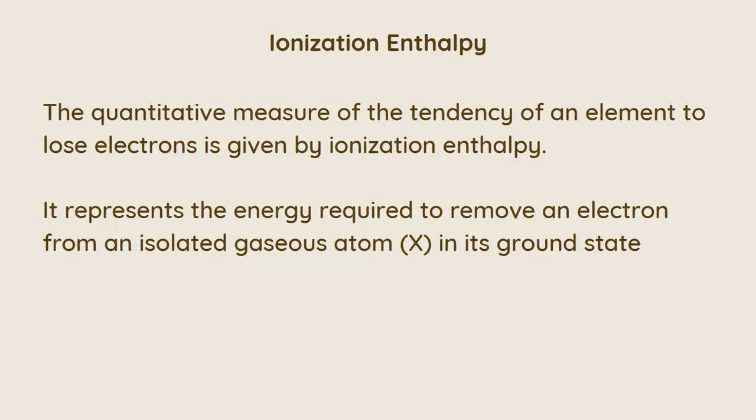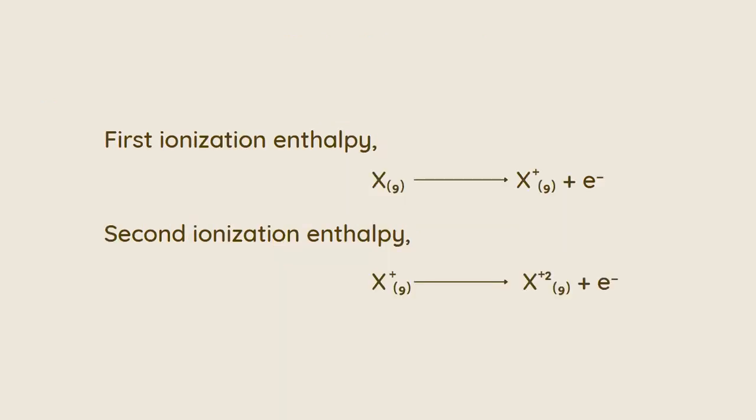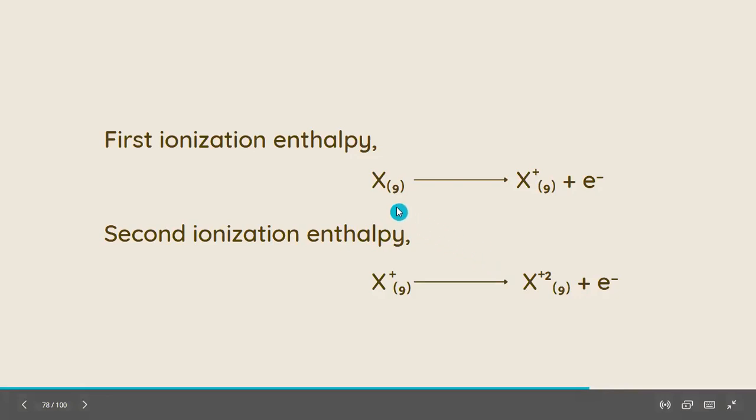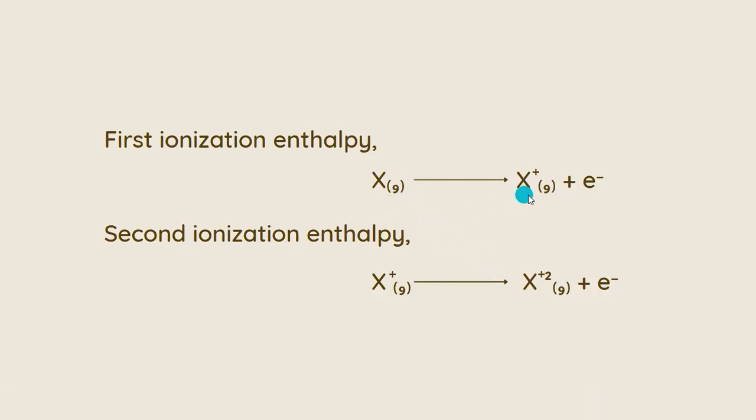So ionization enthalpy is basically used to measure the tendency of an element to lose electrons. So lower ionization enthalpy, easier to remove. Higher ionization enthalpy, it is difficult to remove the electron. So there are two ionization enthalpies, the first and the second. The first ionization enthalpy is from the ground state. So when X loses an electron, it forms X plus. And when it loses another electron, then it becomes X 2 plus. Generally, the first ionization enthalpy is lower than the second ionization enthalpy.